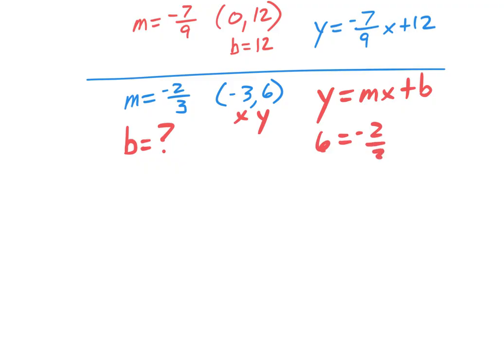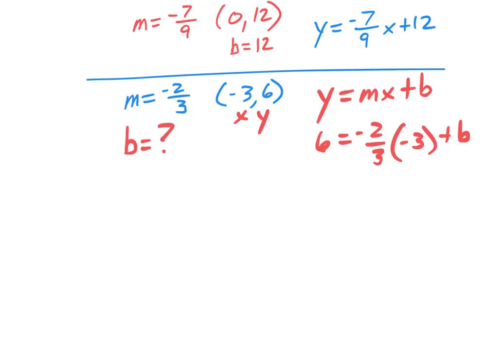Negative 2/3 times negative 3 plus b. Okay, and when we look at this, we're like, oh man, we got fractions, it's going to be hard. Don't get freaked out by fractions. Usually it's not that big a deal. And in this case, all you would have to do is take negative 2 times negative 3, which would be 6, and then take 6 divided by 3, which is 2.